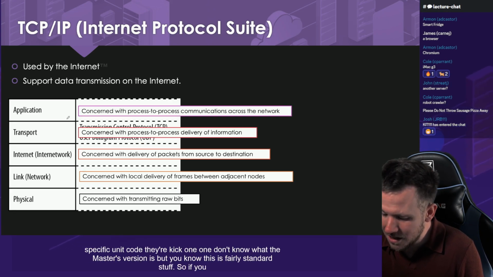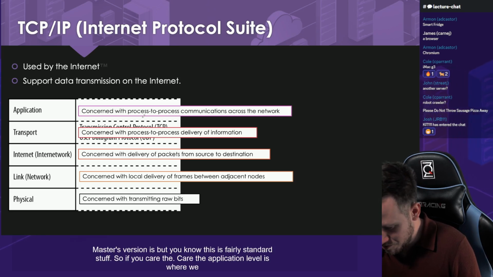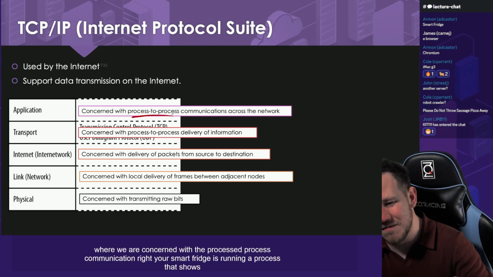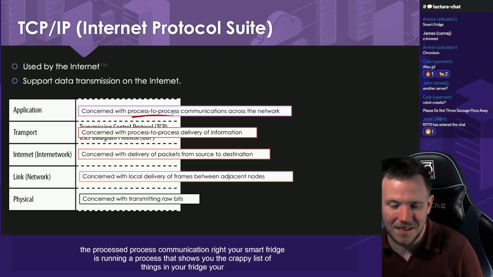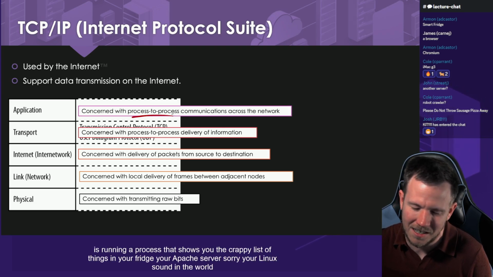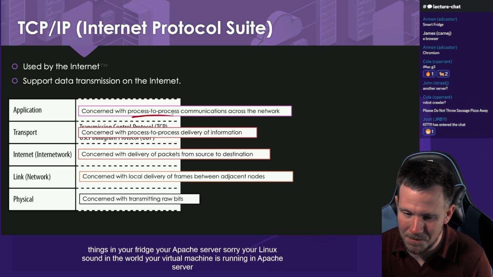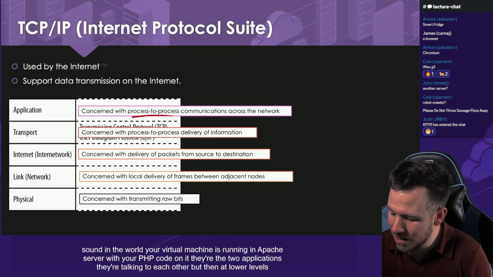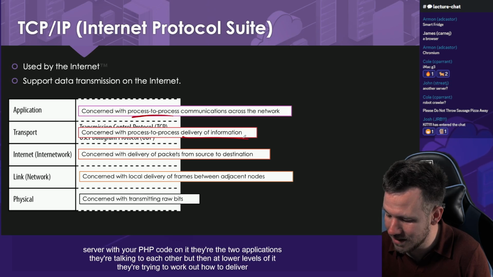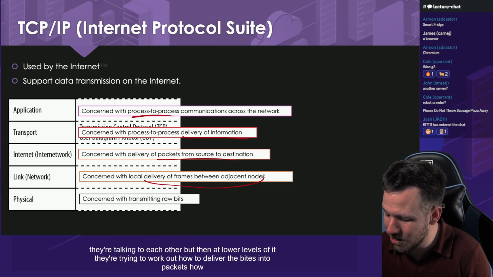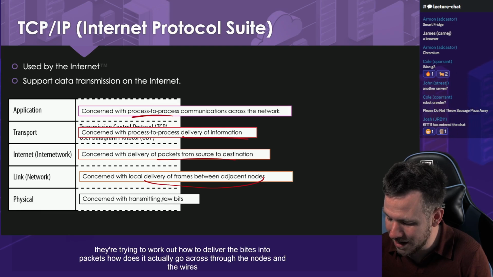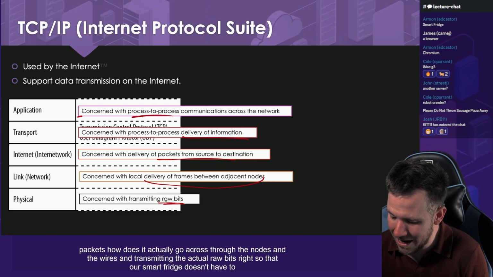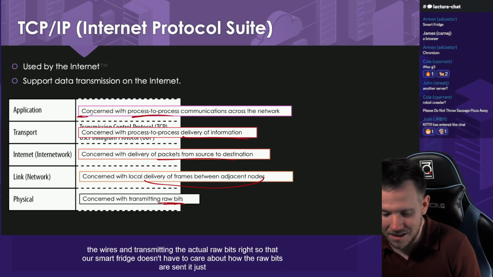So if you care, the application level is where we are concerned with the process-to-process communication, right? Your smart fridge is running a process that shows you the crappy list of things in your fridge. Your Apache server, your Linux box out in the world, your virtual machine, is running an Apache server with your PHP code on it. They're the two applications. They're talking to each other, but then at lower levels of it, they're trying to work out how to deliver the bytes into packets. How does it actually go across through the nodes and the wires and transmitting the actual raw bits, right? So that our smart fridge doesn't have to care about how the raw bits are sent. It just worries about things at the application level.